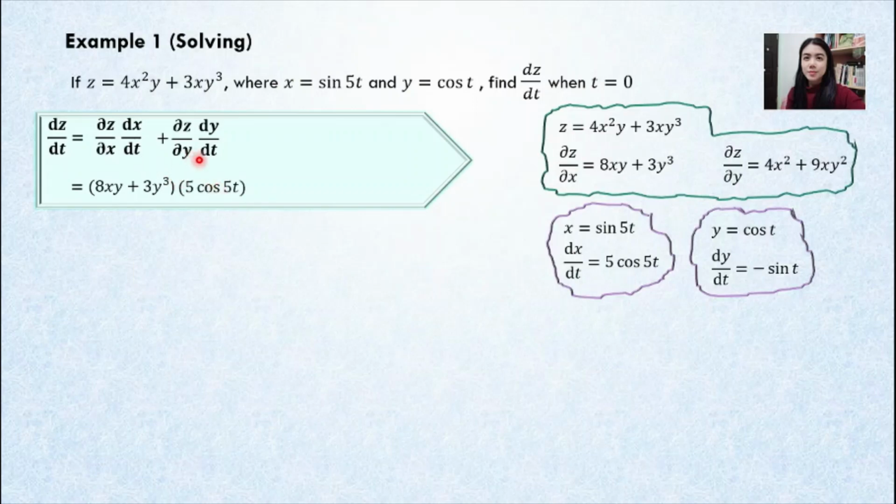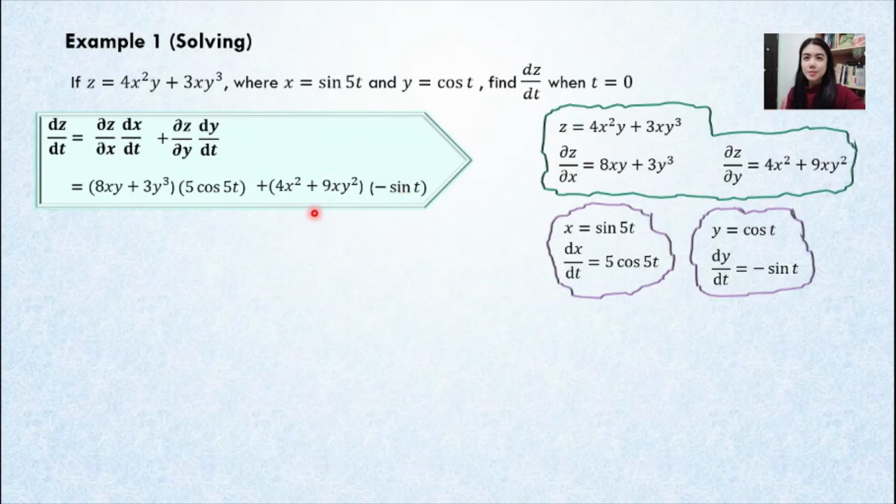And then you have ∂z/∂y. What is your ∂z/∂y? ∂z/∂y is 4x squared plus 9xy squared. So do the substitution here. And last we have dy/dt. What is your dy/dt? Your dy/dt is minus sin t. So do the substitution here.